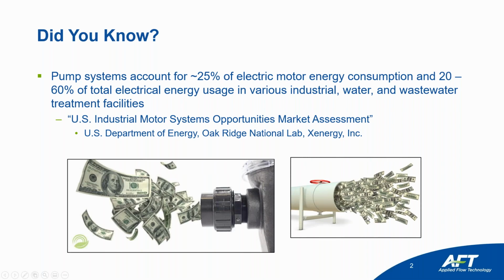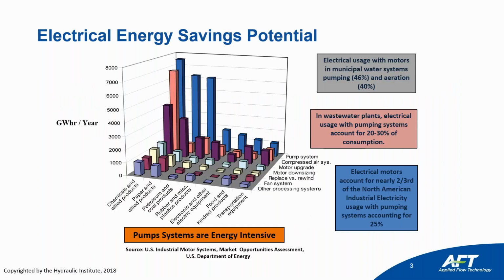They did a really useful breakdown that talks about the greatest electrical energy savings potential. The industries with the greatest electrical savings potential are chemicals, paper products, oil and gas, and rubber and plastics. These are the biggest industries where you can really make a big impact in making things more energy efficient, and the area where you can make them more efficient is in pump systems.